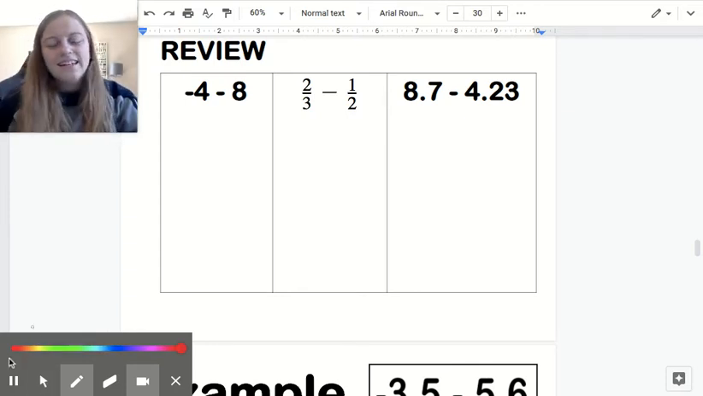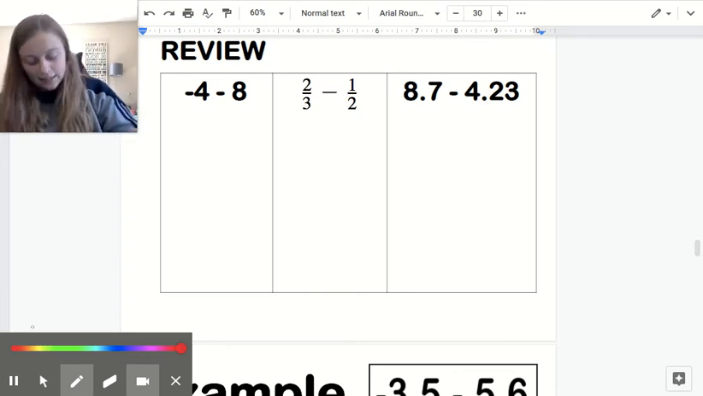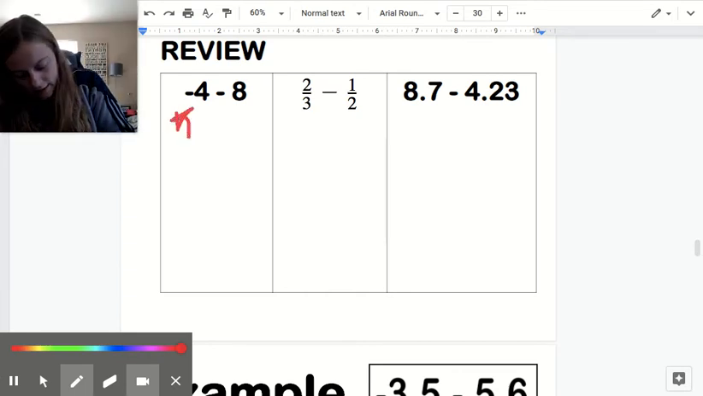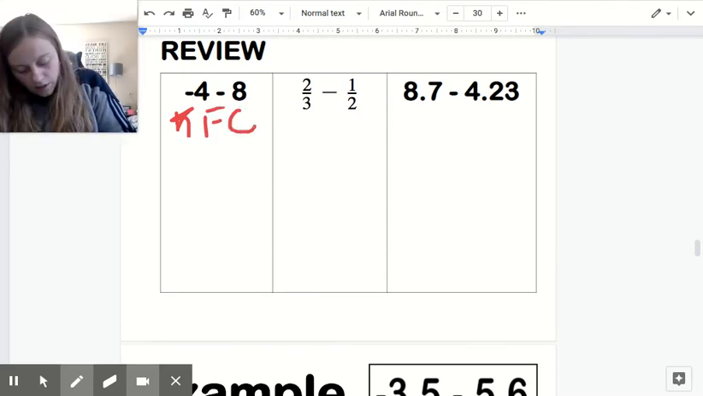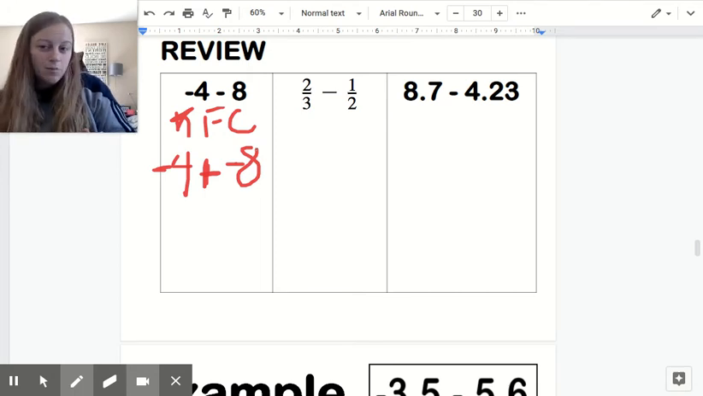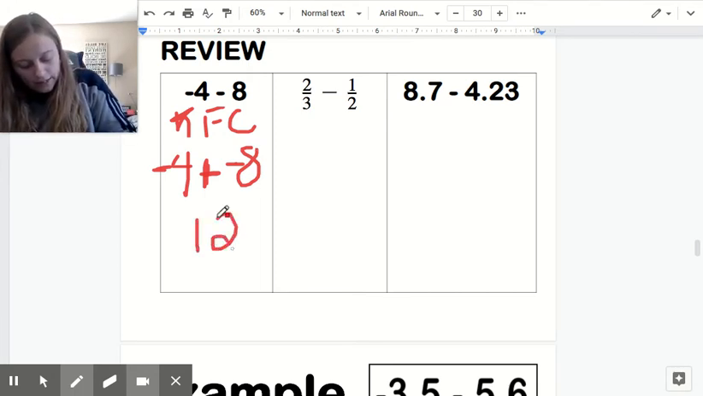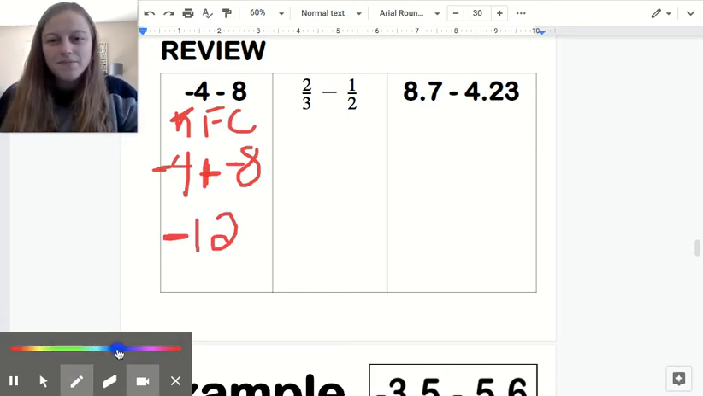Okay, so negative 4 minus 8. Remember, when we're subtracting integers, we KFC our integers first. So really, this is negative 4 plus negative 8. Same signs, add and keep. So I have the same signs, 12, and I keep the negative in front. With subtracting integers, it's just like adding.